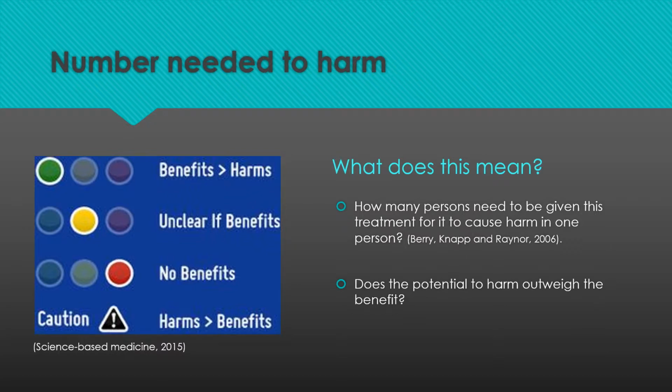Also to be taken into consideration is the cost, or the potential to cause harm from a treatment. Are there any adverse effects that are shown to occur more frequently than the beneficial effect? How many persons need to be given this treatment for it to cause harm to one person?